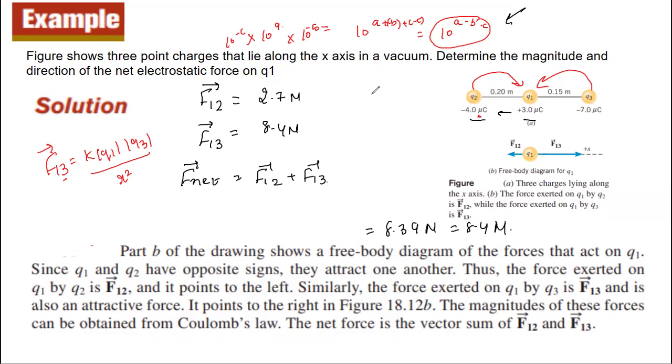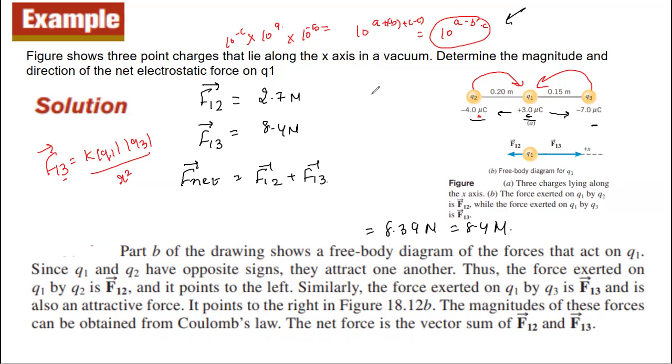And similarly, if you notice Q1 and Q3 in this scenario, they are also of opposite nature, and so they will also be attractive, right? And the force will be pointing towards the right side. Okay. Then the vector sum.